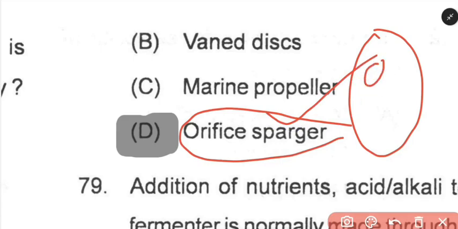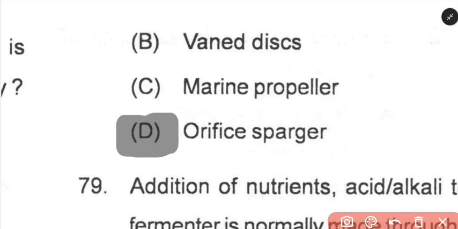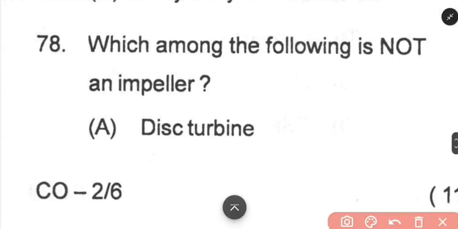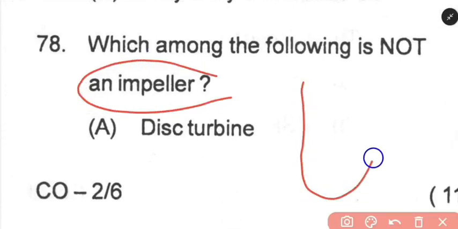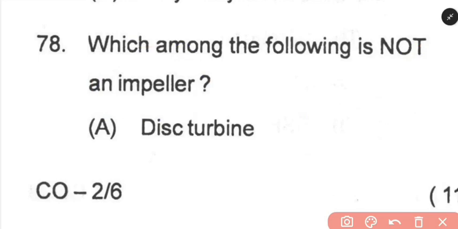spray air bubbles so that proper mixing will happen inside the fermenter. So it is not a what? The question was about the impeller. It is not an impeller. So in a fermenter, the orifice sparger, which is responsible for throwing air bubbles inside the fermenter, is called orifice sparger, and this is not an impeller. So the right answer is D.